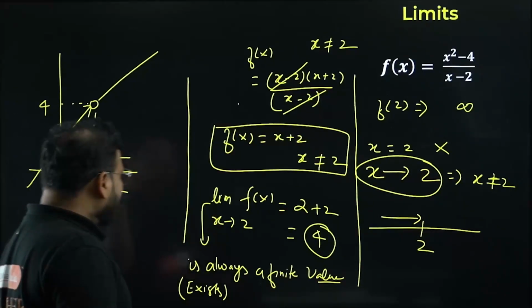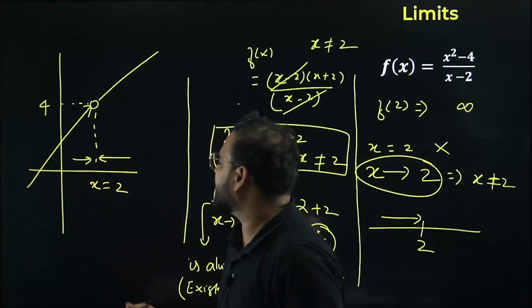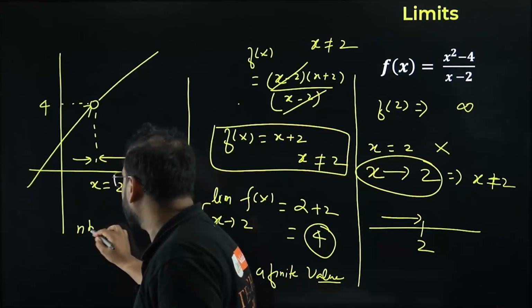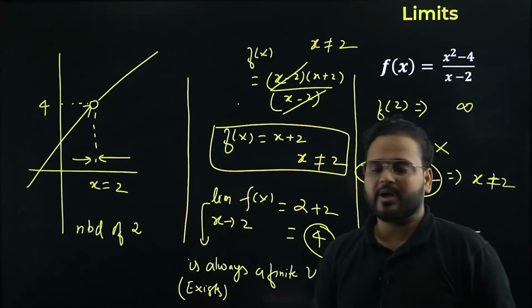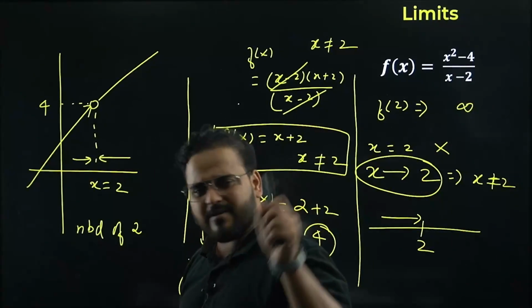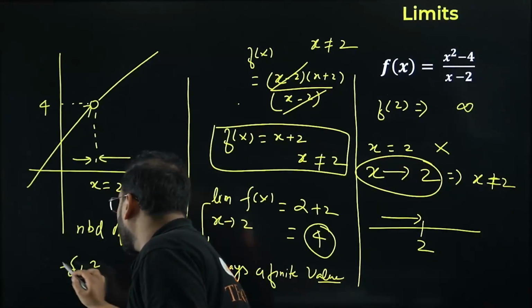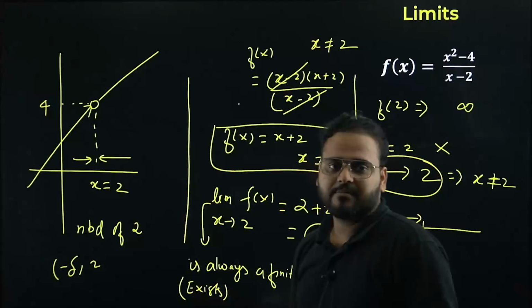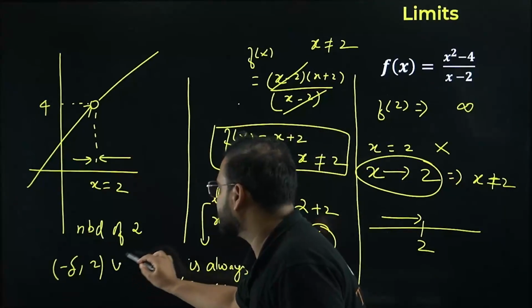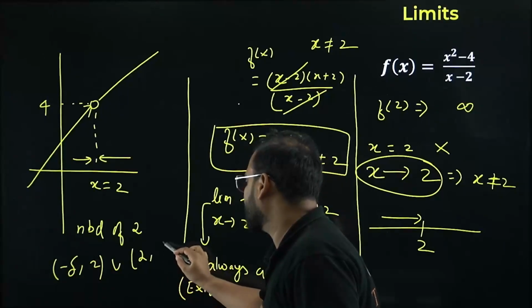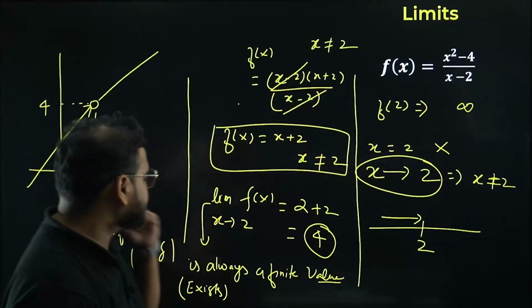This is called the neighborhood of the point 2. These arrows you see are called the neighborhood of 2. We define it like this: a very small value delta. So we write here minus delta to 2, please check, minus delta to 2, and of course union 2 to delta. I hope this is clear.